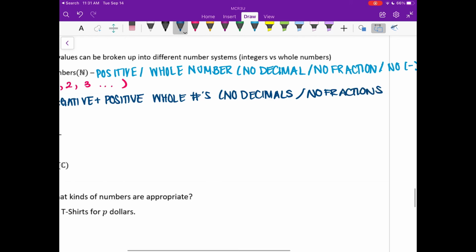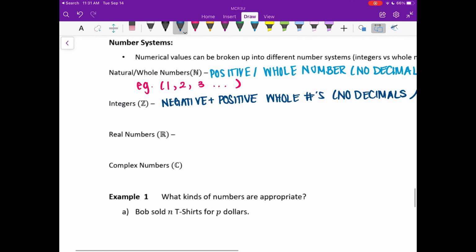And no fractions. So an example could be negative 1, negative 2, 0, 1, 2, anything like that. And we write those like this, a Z that looks like a fancy Z. The N just looks like a fancy N.